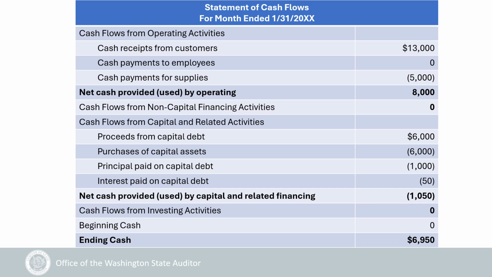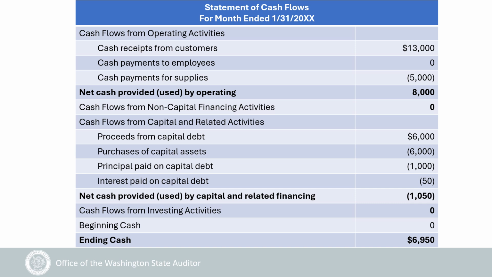Now we also made a payment on that loan, and that payment gets reported in this section as well. And we break it down between the interest amount paid and the principal amount paid. The last section is cash flows from investing activities, which is where you would report purchases and sales of investments and any interest income received. We had no investing activity in this example.